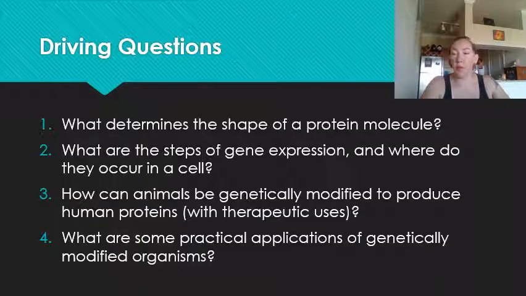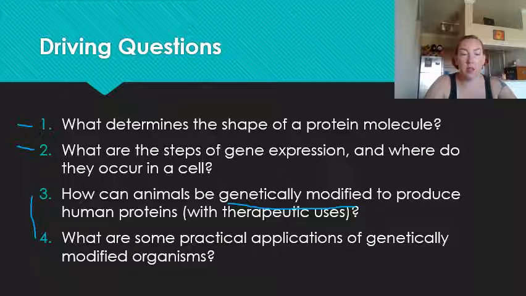Now, in Chapter 8, your book presents these driving questions. In this video lecture, I'm going to describe mostly the way a protein shape is determined, how genes are expressed, which is extremely important, and we'll talk also about GMOs, which are genetically modified organisms. I'll spend some time talking about these two things, not as much as your book, but we will talk a little bit about them.